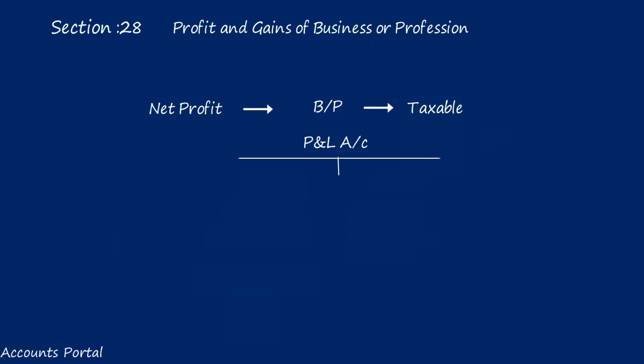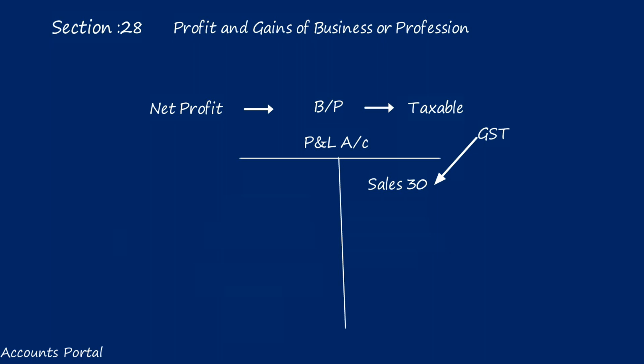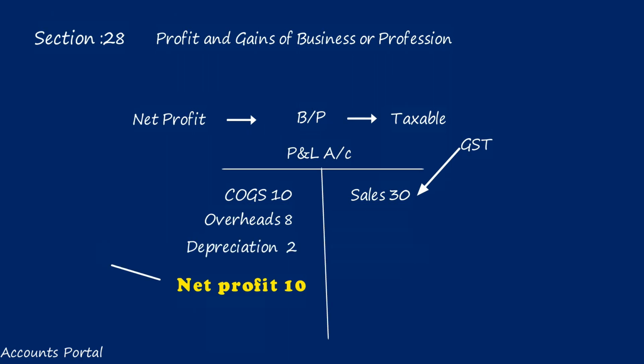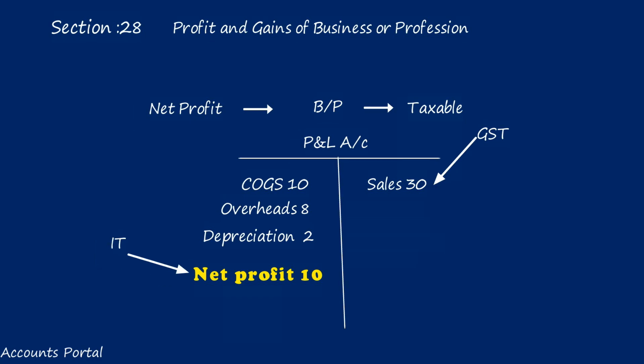GST applies on sales. Tax that applies on turnover is GST. Income tax will come on your net profit. To give you a simple example, in the profit and loss account, there will be sales, that is our gross inflow. GST is applicable on this amount, but we are learning income tax. It applies on net income. We will adjust cost of goods sold. We will adjust overheads, depreciation. Now tell me, what is the net profit you are getting? 10 lakhs.